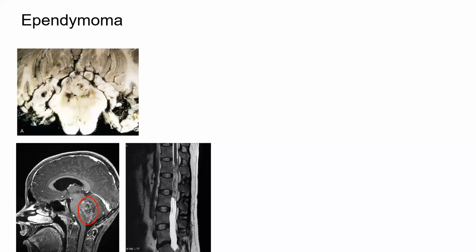Hello friends. After discussing pilocytic astrocytoma and medulloblastoma, let us discuss another childhood CNS tumor, that is ependymoma. So ependymomas are also included under gliomas. They originate from the ependymal cells, which line the ventricles.